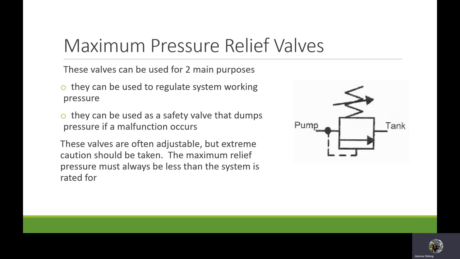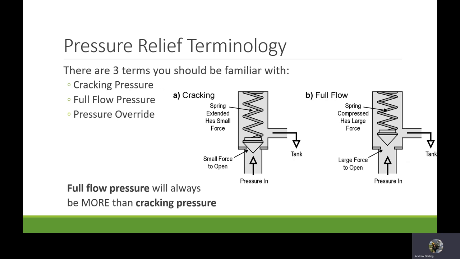These valves are often adjustable, as indicated by the arrow up here on top of the spring on the schematic symbol. But extreme caution has to be taken with these. They are set to system pressure. They're a safety device, so you really don't want to control operation with a PRV unless it's a very simple system. So pressure relief terminology that you'll have to get familiar with: cracking pressure, full flow pressure, and pressure override.